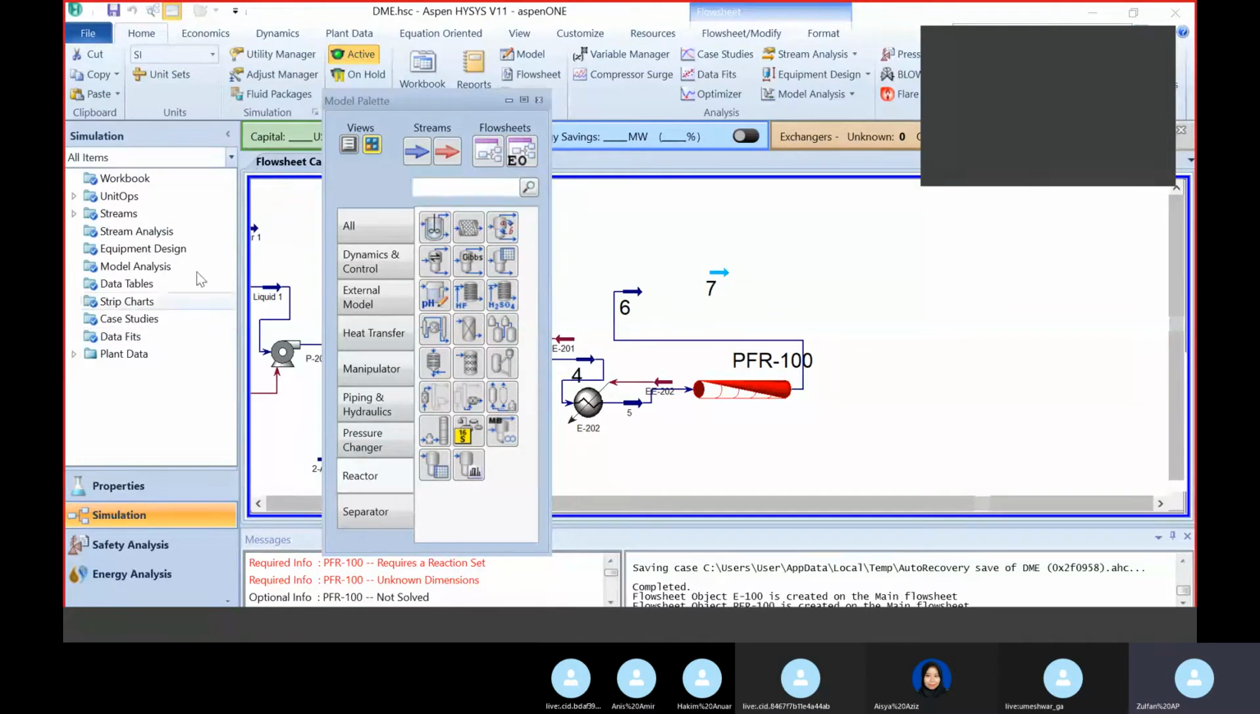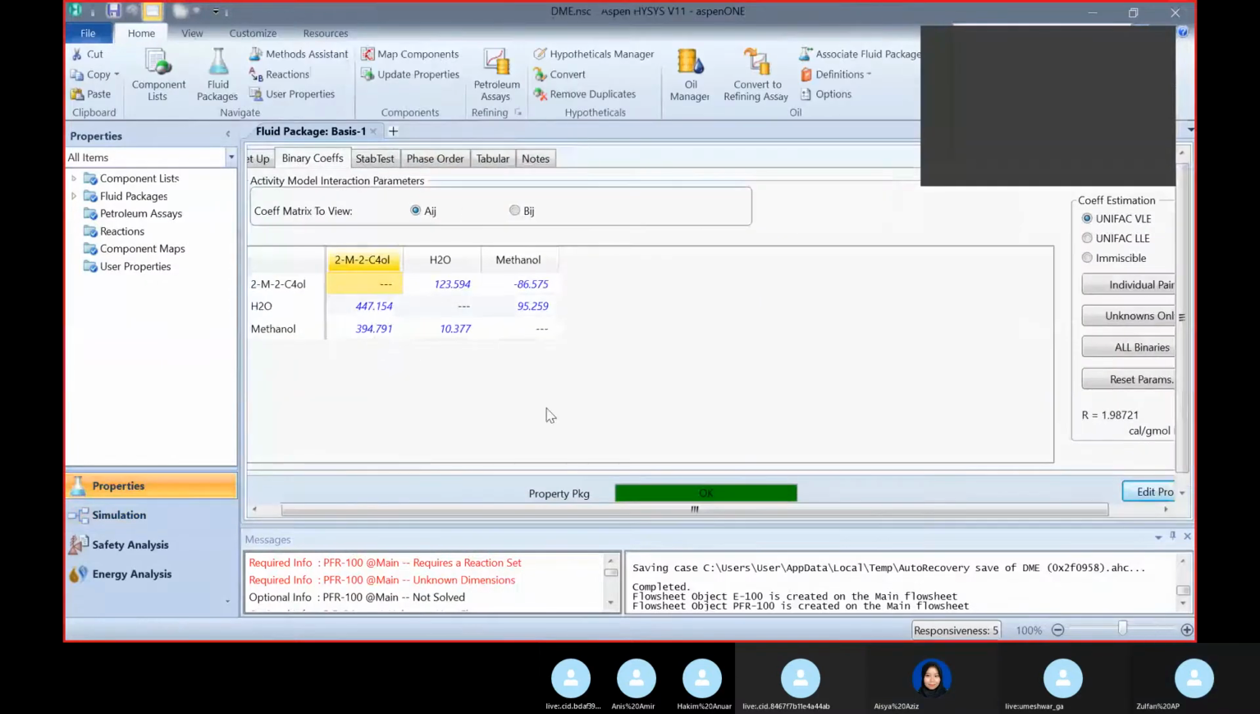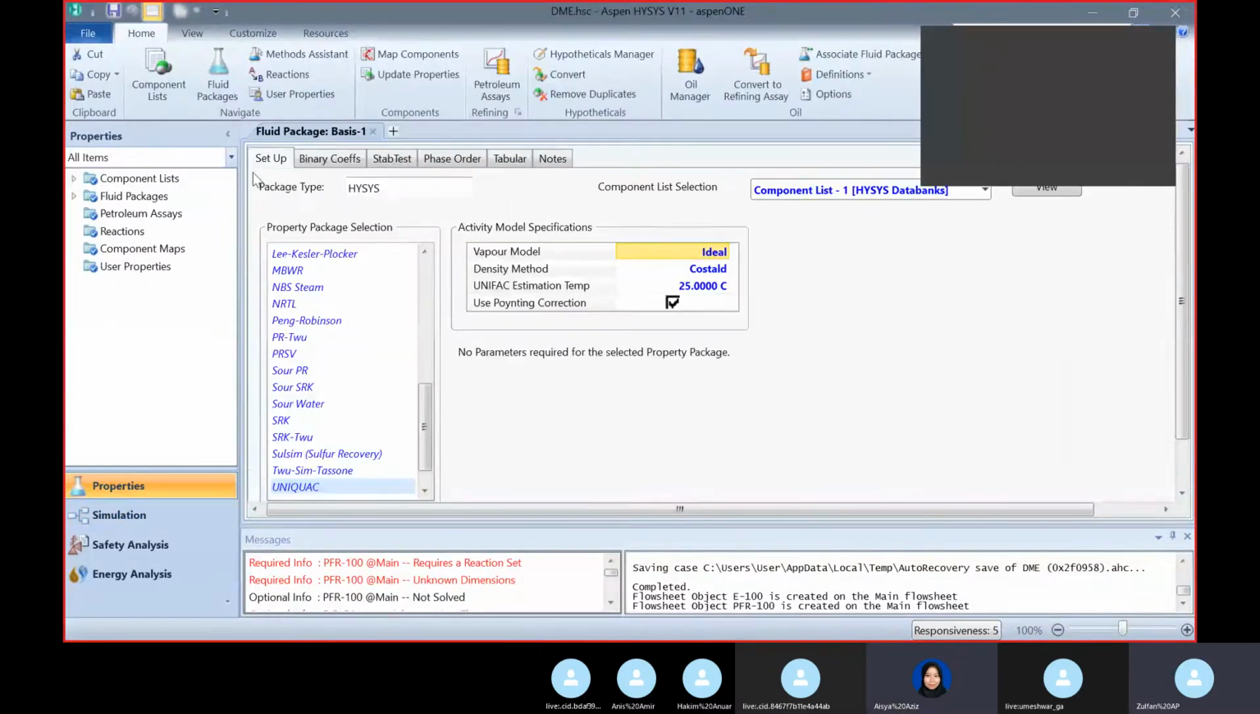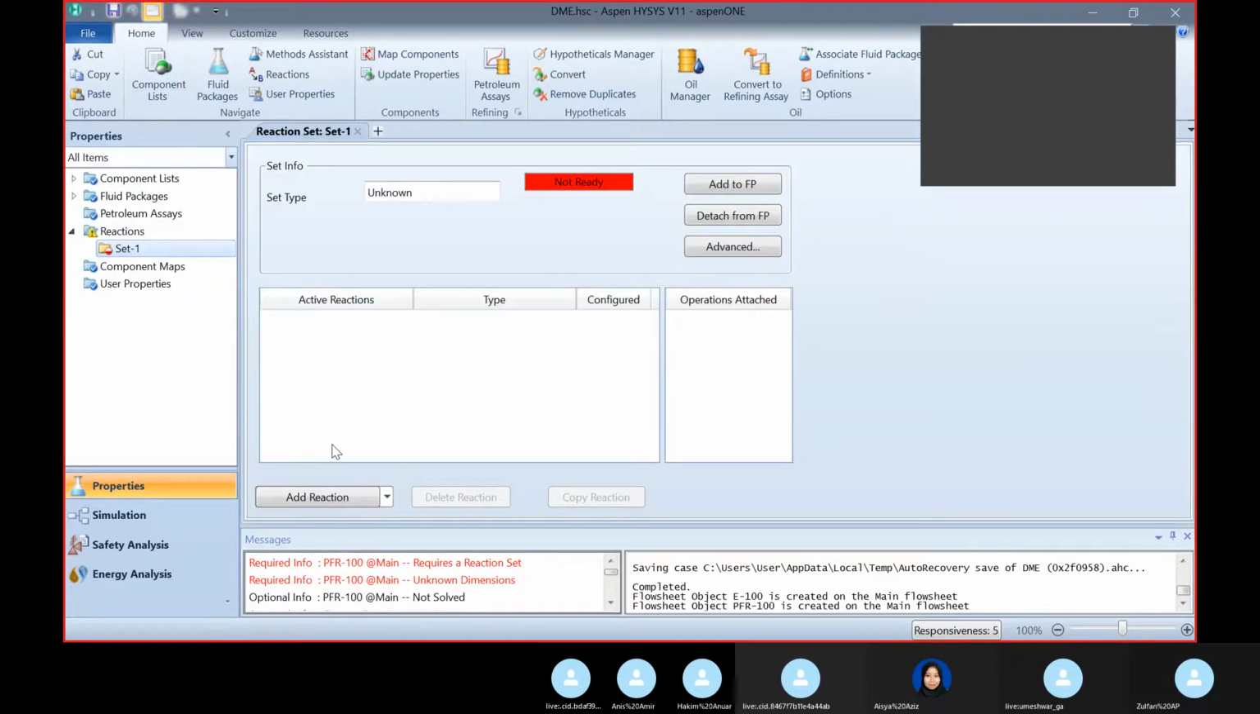Go back to the properties. Reactions. You can see the reactions on the left. Here is where we have to define the reactions. Click add. Now, add reaction.